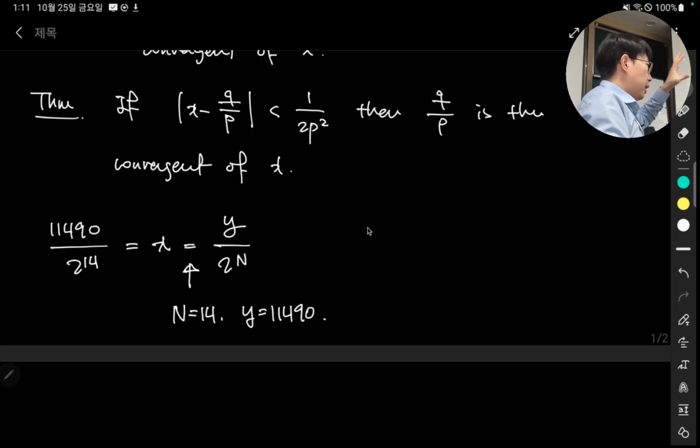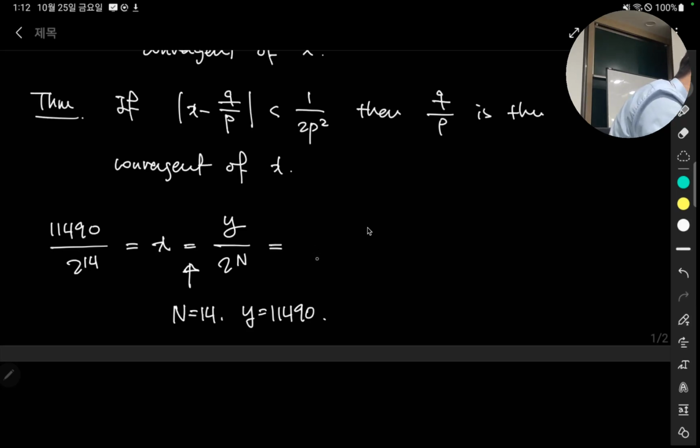So remember that our quantum circuit is designed with the quantum Fourier transform that can measure y on the input register. The output register doesn't matter. On the input register, we measure 11490. And then we use the 14-qubit input register to compute this, and this is our result. So let's try to find its continued fraction.